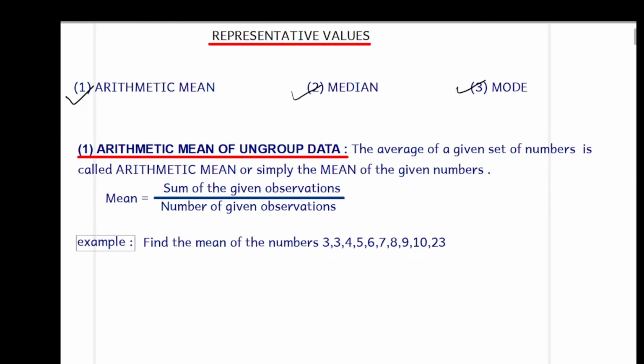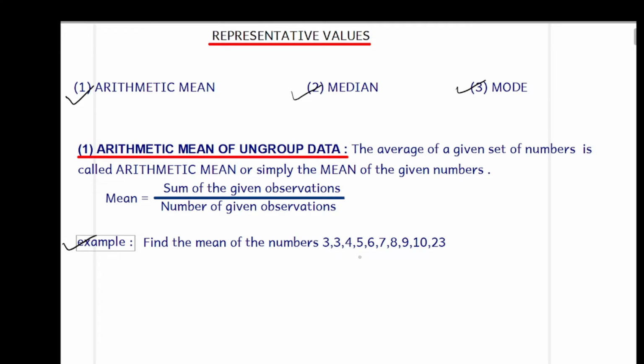Now, arithmetic mean means the average of a given set of numbers is called the arithmetic mean, or simply the mean of the given numbers. So this is how to find the mean: the sum of the given observations. That means whatever numbers are given, we have to add them, divided by the number of given observations. How many numbers are there? That we have to write in the denominator place. So this is one example.